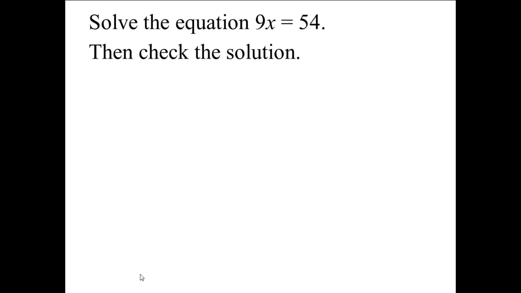Solve the equation 9x equals 54, then check the solution. We're going to take our equation 9x equals 54, and because x is being multiplied with 9, the inverse operation of multiplication is division. We will divide both sides by 9. And 9 divided by 9 is 1 times x, which we can simply write as x. And 54 divided by 9 is 6. So our solution is x equals 6.